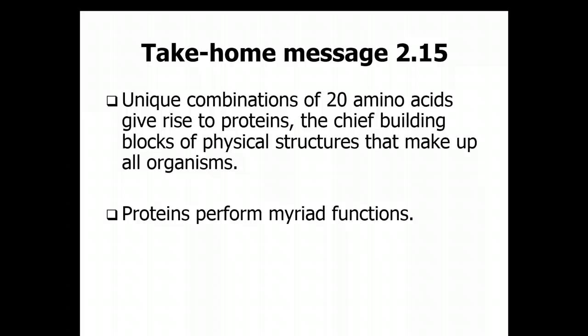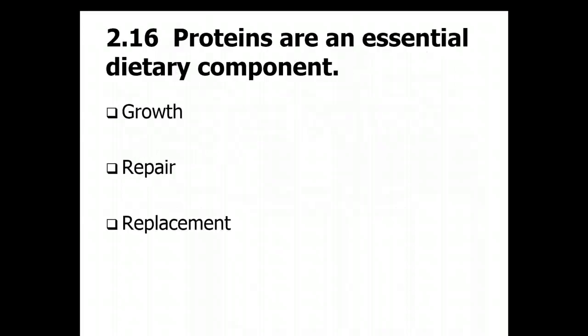A unique combination of the 20 amino acids gives rise to the proteins, which are the chief building blocks of physical structures, which is of course under genetic control, and we're going to talk about genetics here in a little bit. Proteins perform a myriad, or a varied group of functions. Proteins are an essential dietary component for growth, repair, and replacement. And in fact, some of the amino acids that make up the proteins we have to acquire in our diet. We cannot manufacture those, and we'll talk more about those later.